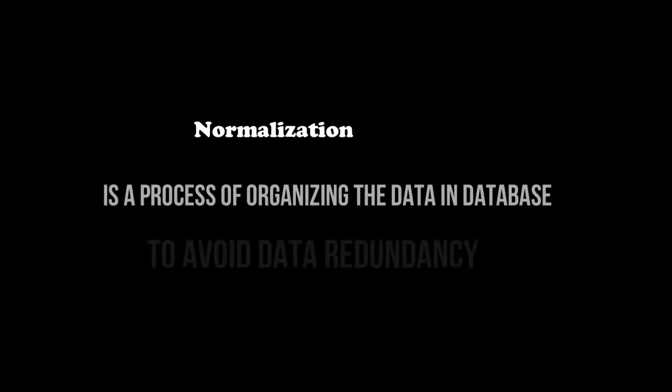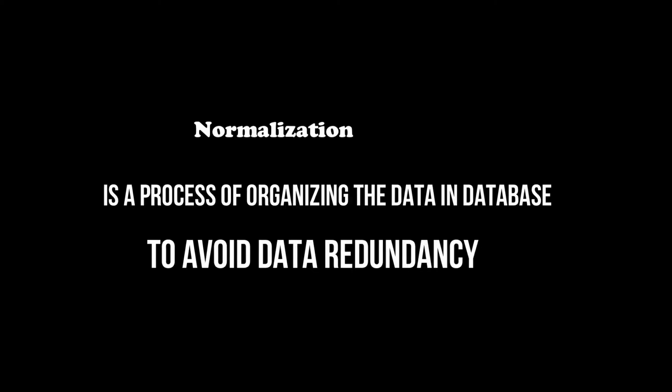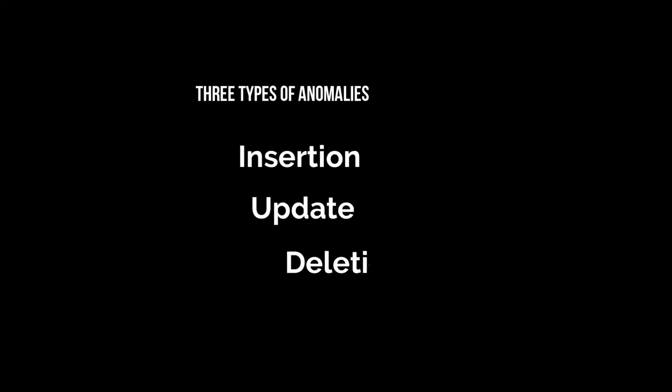Normalization is the process of organizing the data in a database to avoid data redundancy. I'll discuss first the anomalies, then we will proceed to normal forms. So, there are three types of anomalies: insertion, update, and deletion. These occur when a database is not normalized. Let's take an example and understand each anomaly.